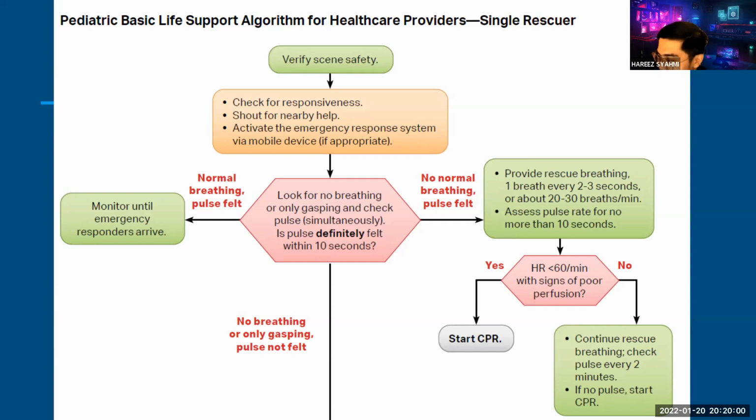However, if there is no normal breathing but the pulse is felt, the rescuer can provide rescue breathing, which is 1 breath every 2 to 3 seconds, or about 20 to 30 breaths per minute. Then he needs to assess the pulse rate for no more than 10 seconds and check whether the heart rate is less than 60 beats per minute, which is a sign of poor perfusion. If yes, the rescuer needs to start CPR. But if no, the rescuer can continue the rescue breathing and check the pulse every 2 minutes.